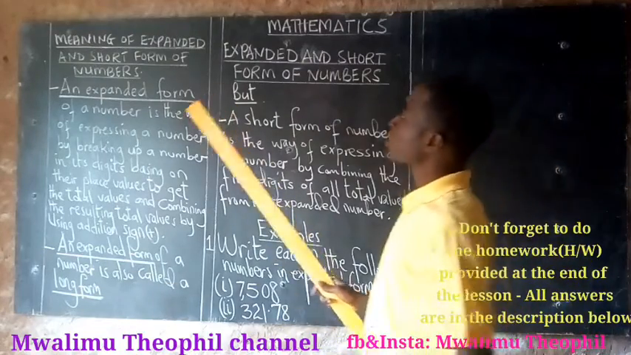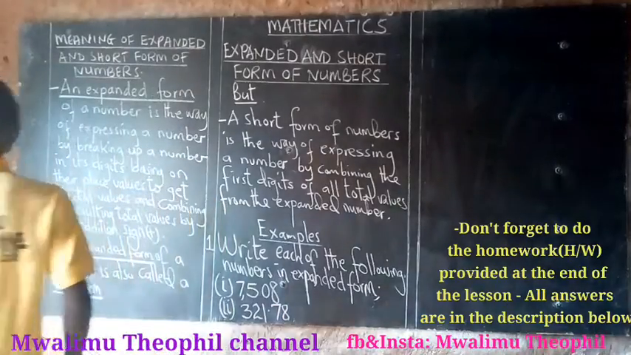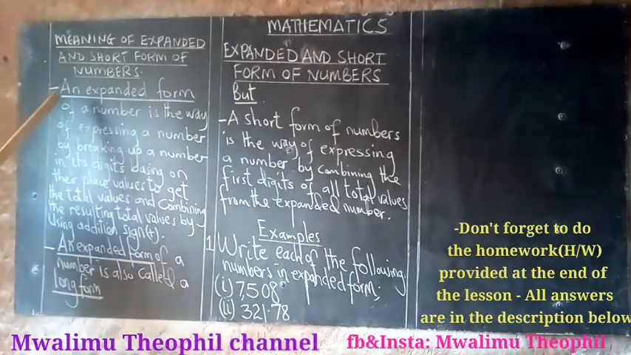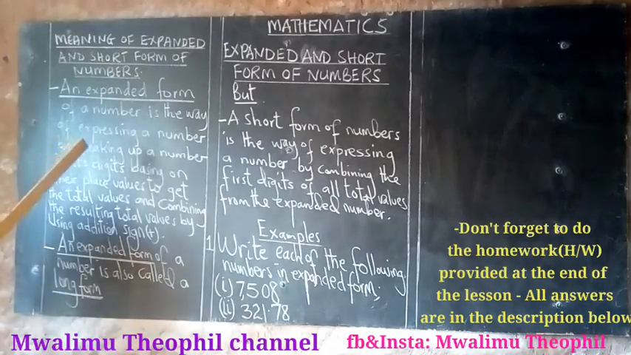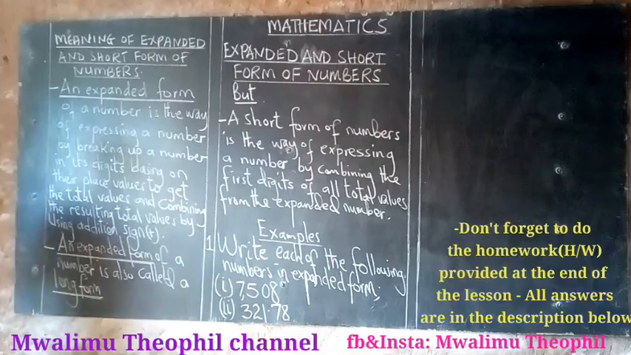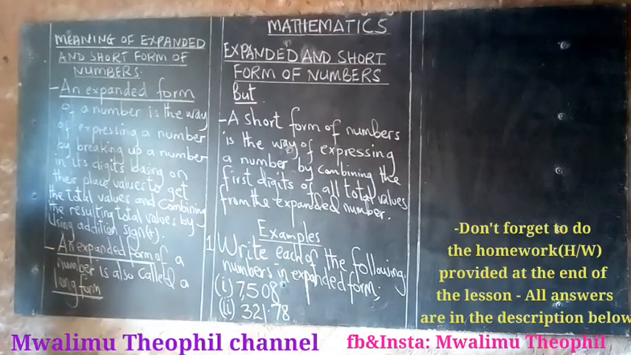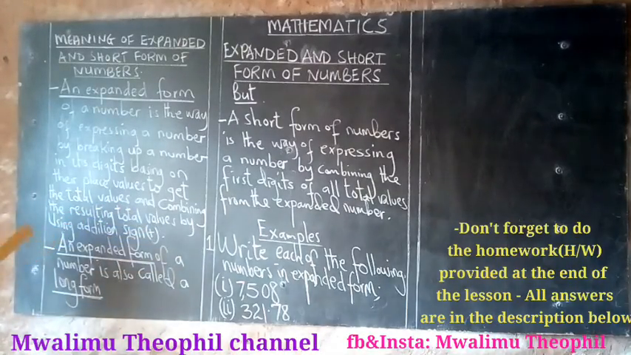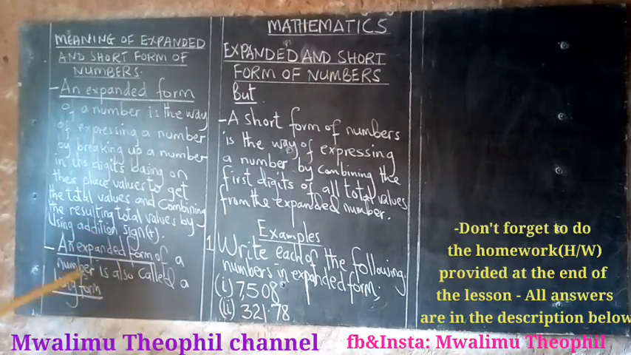Now let us start with the meaning of expanded and short form of numbers. When we talk about the expanded form of a number, it is the way of expressing a number by breaking up a particular number into its respective digits, basing on their place values to get the total values, and combining the resulting total values by using the addition sign, as you can see. Simply, an expanded form is also known as a long form.